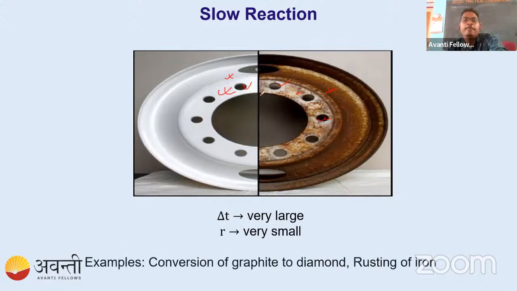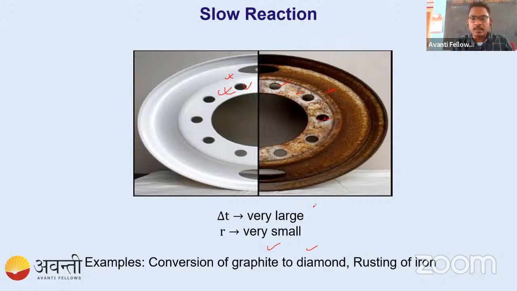Slow reaction. Or we have discussed the conversion of graphite to diamond. It also takes plenty of years. Or the rusting of an iron rod. Perhaps you have seen, if you don't paint them, then it will rust. So these are some examples of slow reaction. I hope you've understood fast reaction, moderate reaction, and slow reaction.